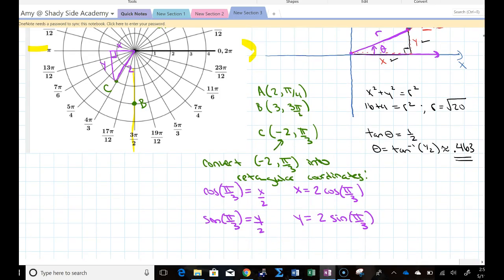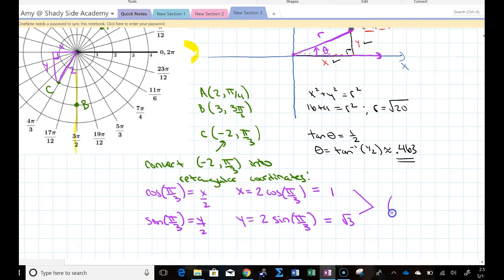Well, look at this. This is beautiful because cos of pi over 3 and sine of pi over 3, I don't need a calculator. Cos of pi over 3 is a half, so x equals 1. And sine of pi over 3 is radical 3 over 2, so radical 3 is the y-coordinate, but we're in quadrant 3. So I have to make the adjustment and say the point negative 2 comma pi over 3 is equivalent to the point negative 1 comma negative root 3.